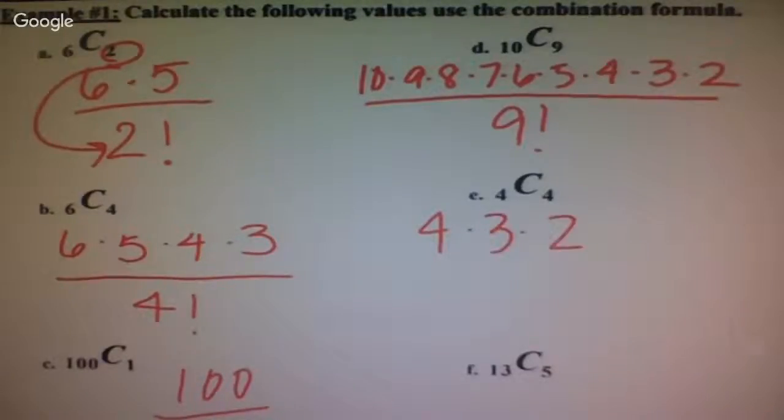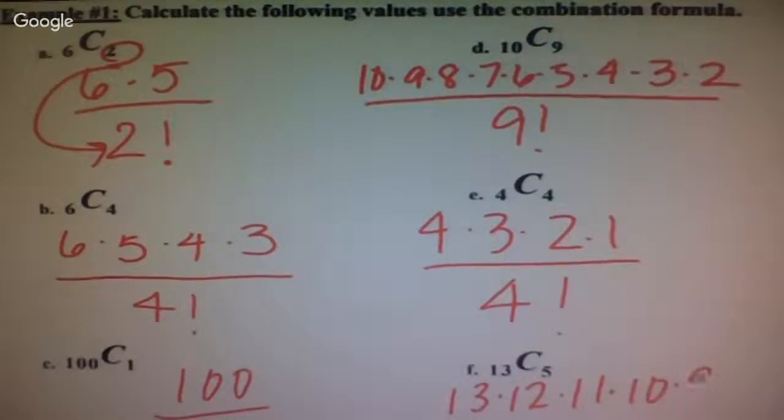4, 3, 2, 1 over 4 factorial. 13, 12, 11, 10, 9 over 5 factorial.